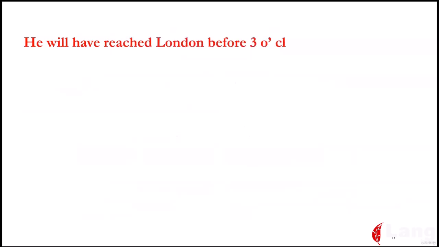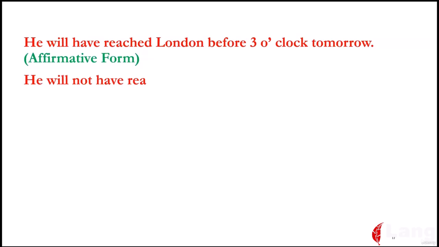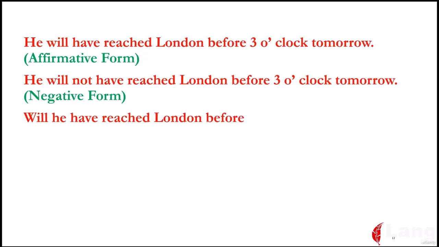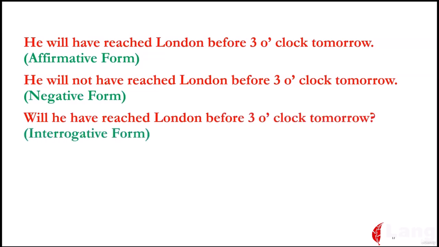Now consider these examples. He will have reached London before 3 o'clock tomorrow. This is the affirmative form. The negative form is he will not have reached London before 3 o'clock tomorrow. The interrogative form is will he have reached London before 3 o'clock tomorrow?